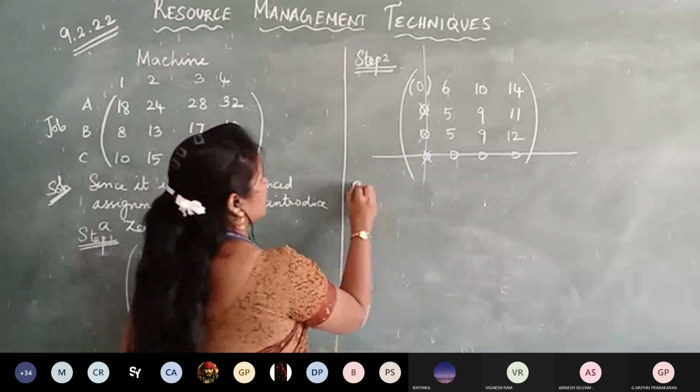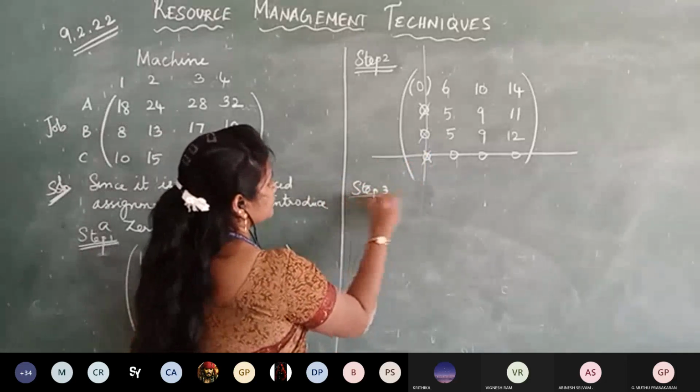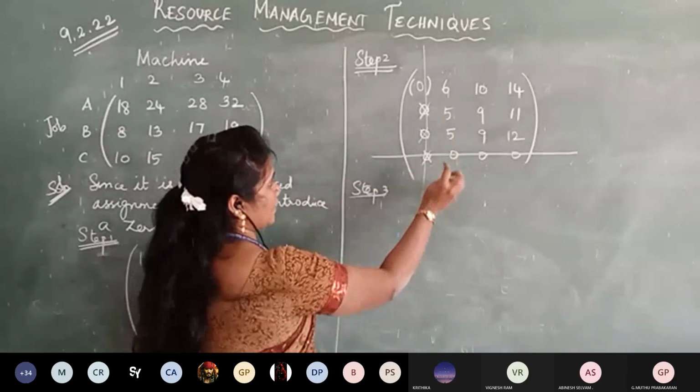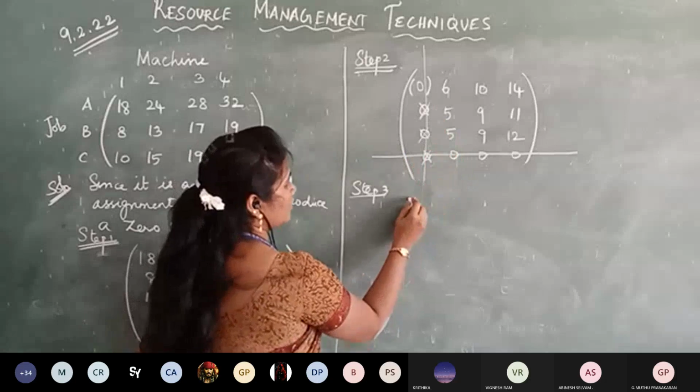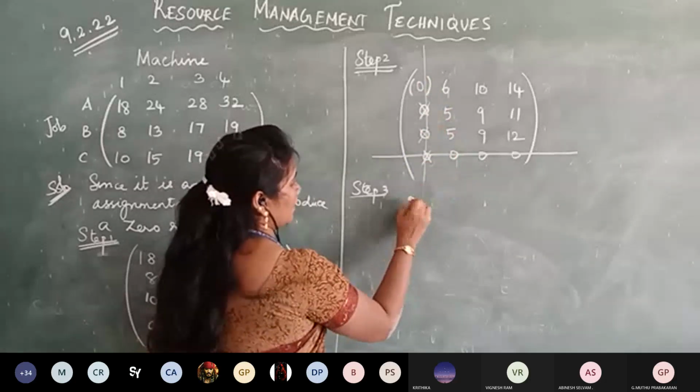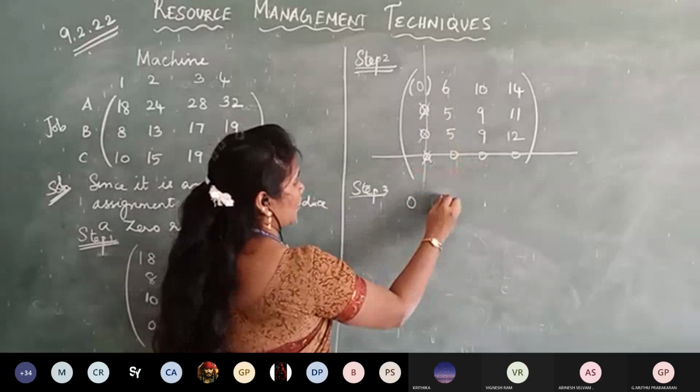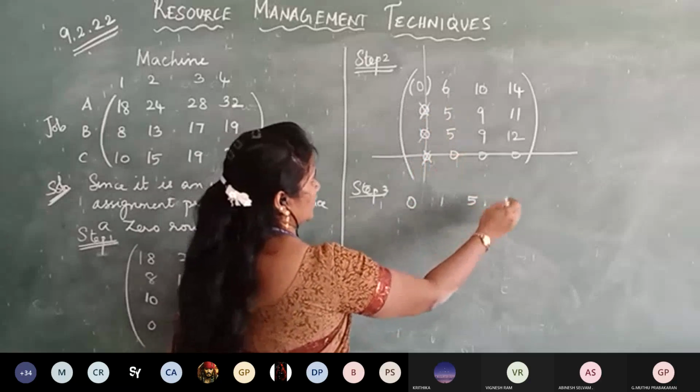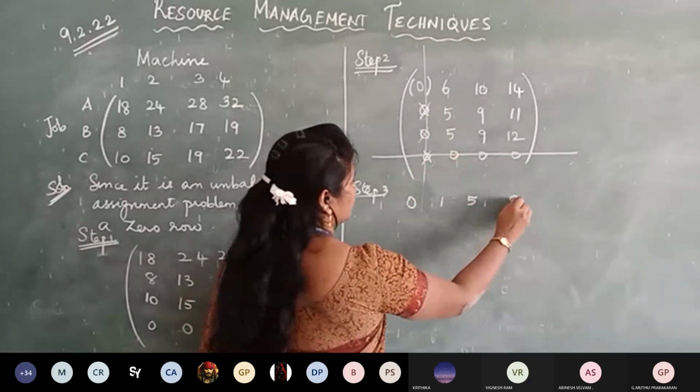So your step 3 will become: you're going to minus it with your least value. So 5 is your least value. Whatever you have striked, you will write the same value only. This will become 1, 5. This will become 5.